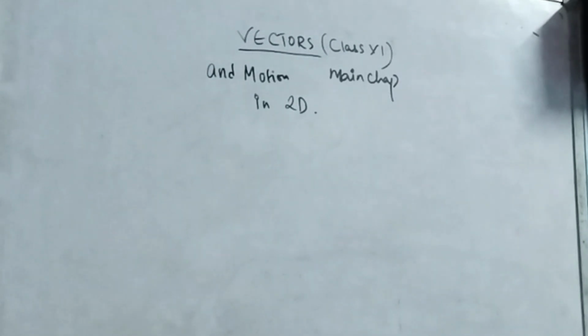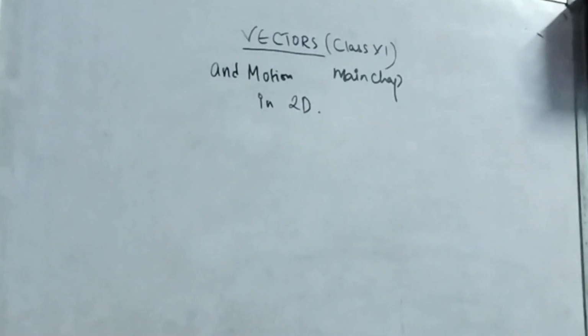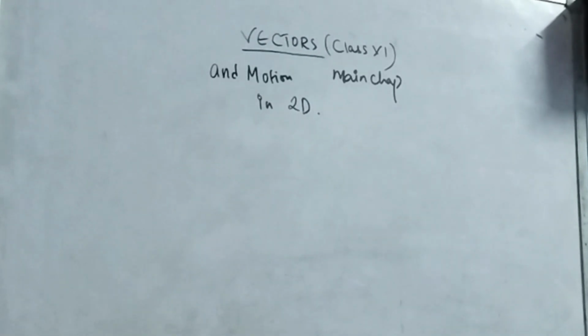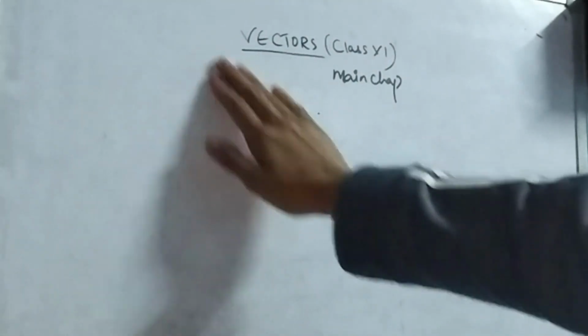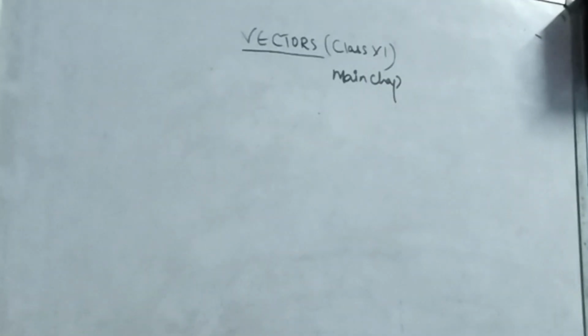First of all, we are doing vectors and motion in 2D, but in this part 1 we are only doing vectors. We are not doing motion in 2D. So we'll start vectors, okay?